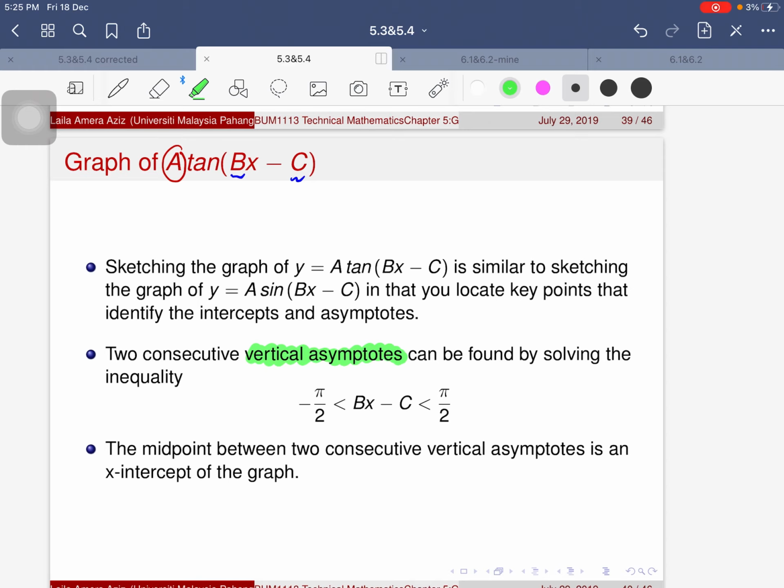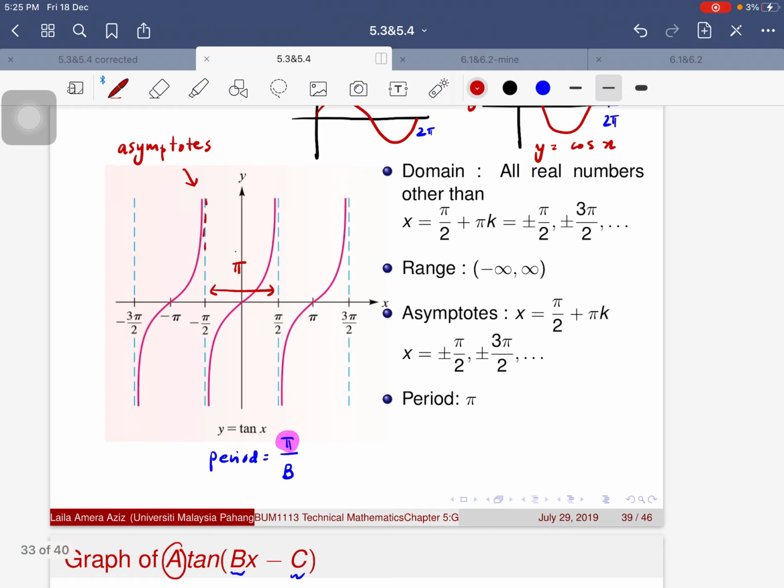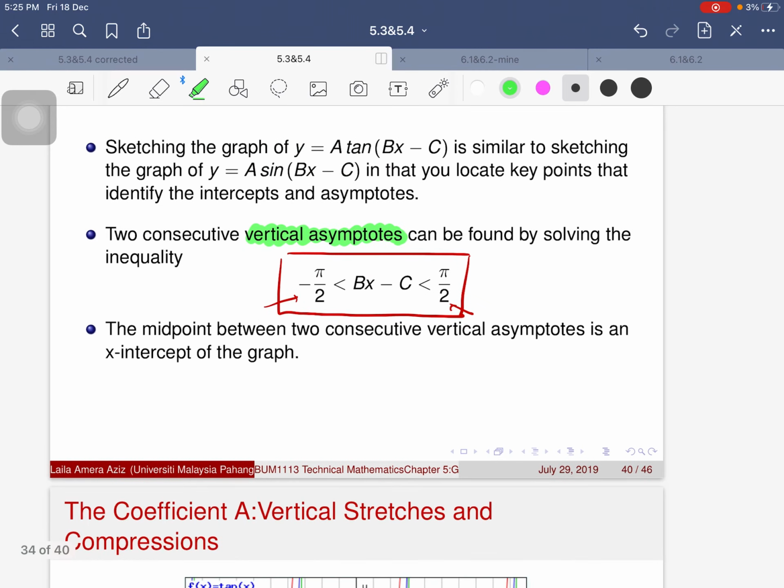So you need to know where the position of the vertical asymptotes is going to be and how they are calculated using this formula. These are actually the asymptotes for the original graph, the graph that we referred to before. These two numbers are negative pi over 2 and pi over 2. So just simply put negative pi over 2 and pi over 2 on the sides, and whatever your function is for bx minus c.